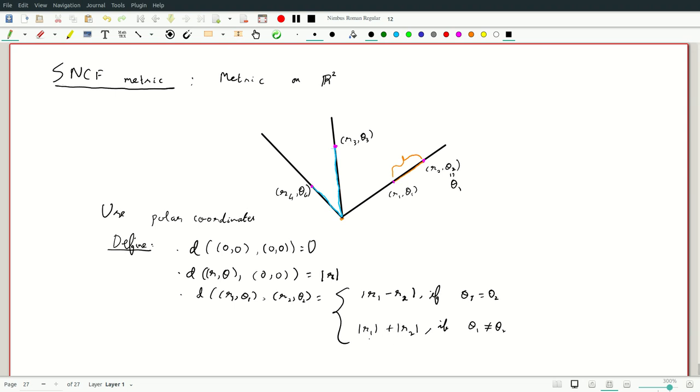And the mod is unnecessary here. So this is r1 and this is just r2. Just because I had to use mod there, I use mod here as well. So it's the distance to the origin from each one added up to each other. So 2 points, even if they're very close in R2, they can become very far in the SNCF metric because you have to go back and come here.